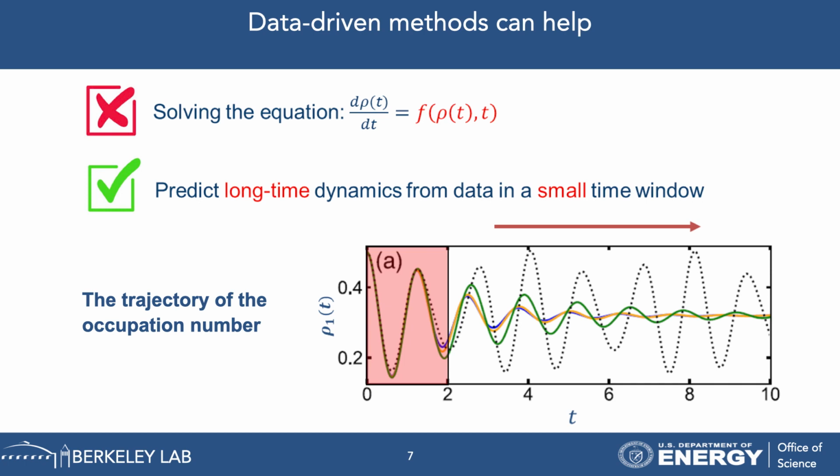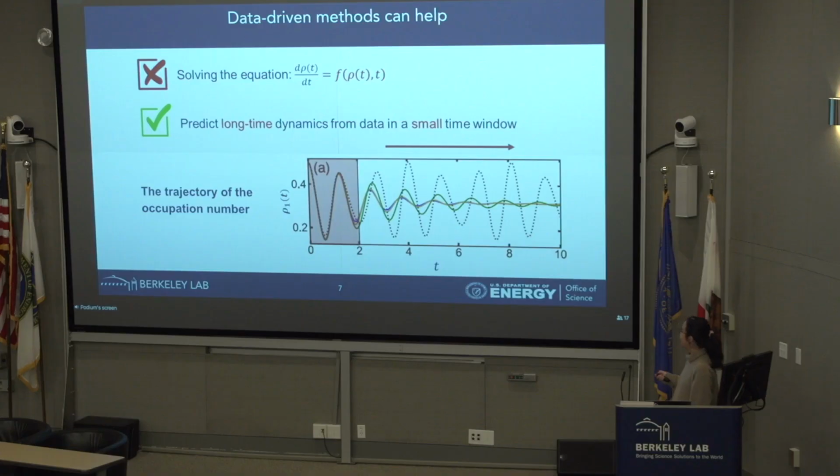In this case, it is hard for us to design a numerical scheme to solve this equation of motion. Instead, we can use a data-driven method to predict the long-time dynamics from the data in a small time window. The idea is that we can solve the original equation for the Green's function in a small time window from t equals 0 to t equals 2, as shown in this red shaded region. After that, we can use the data in this region to construct a reduced order model for the dynamics of rho(t), and use that model to extrapolate a long-time dynamics of this rho(t).